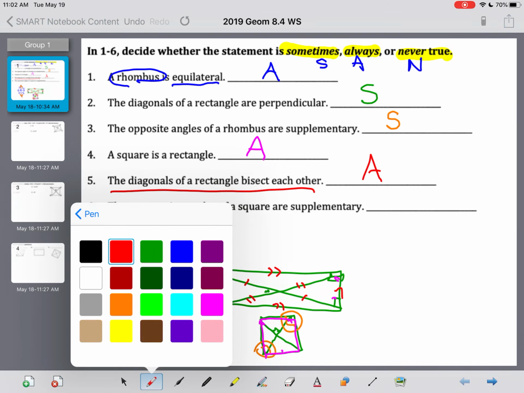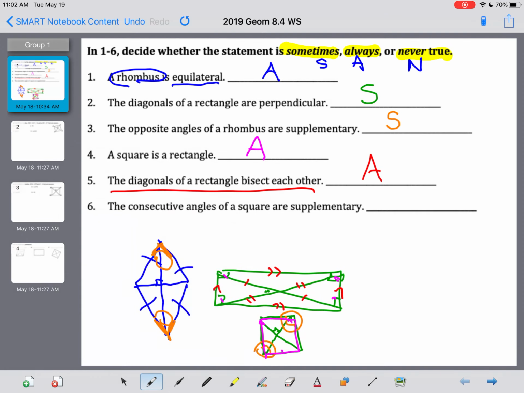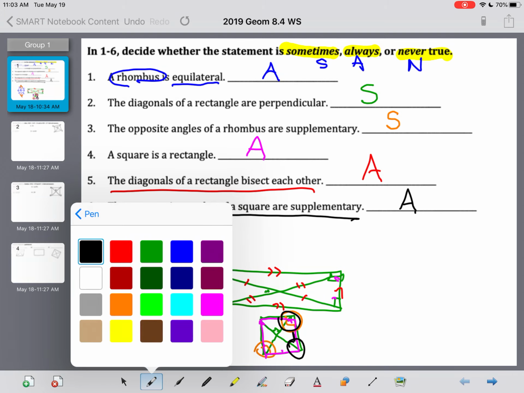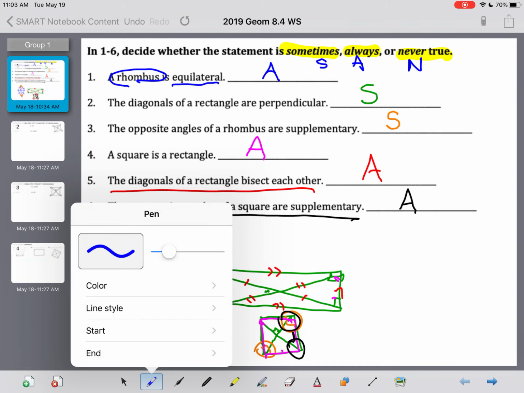One last color change. Let's go black. Consecutive angles of a square are supplementary. So I got 90 here, 90 here. Those are consecutive. And because a square is a rectangle, a rectangle is a parallelogram, and a parallelogram has consecutive supplementary angles, this is always true. Alrighty. 1/3 of the assignment done.